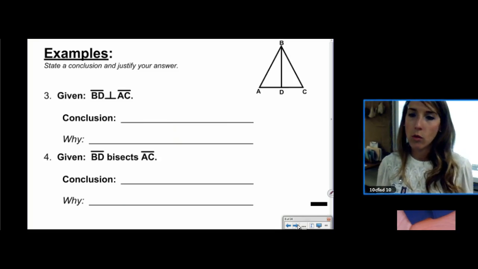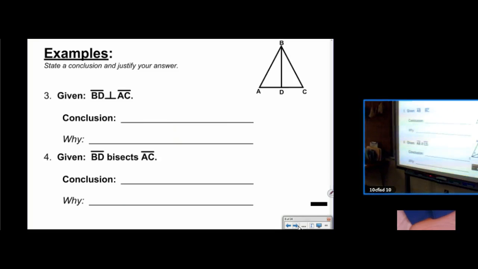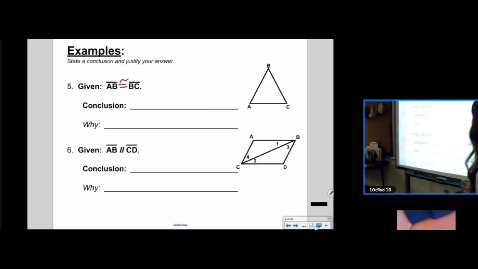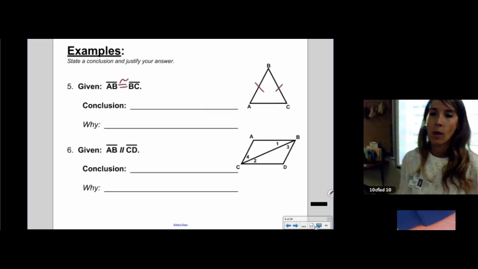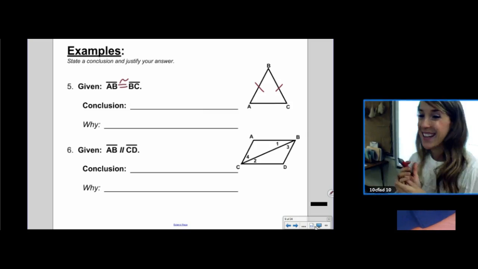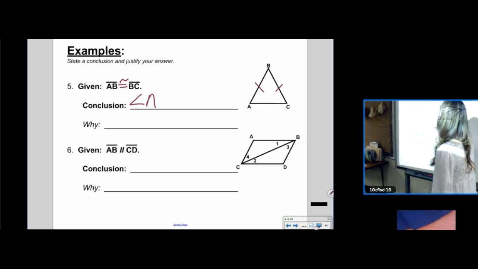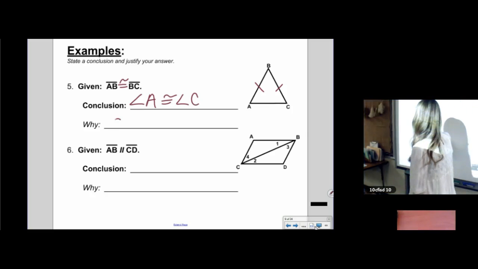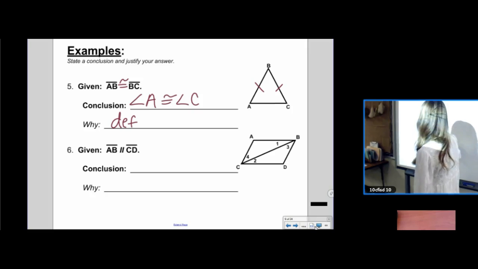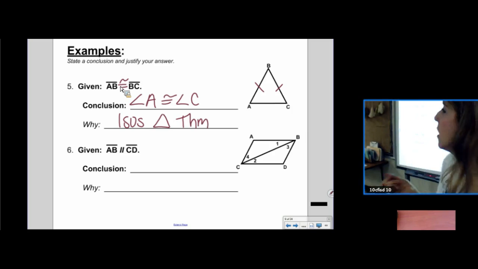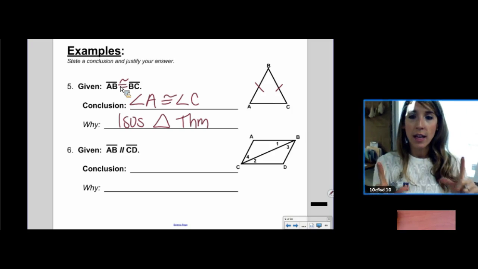We're going to do these two more. Given AB is congruent to BC, what can we conclude? Good. Angle A must be congruent to angle C. And why? Oops, not definition. I was too used to that. It's called the isosceles triangle theorem, and I have mentioned that theorem a lot. The converse of the theorem is when you're given angles instead of given sides.